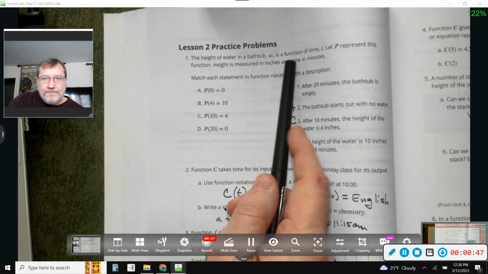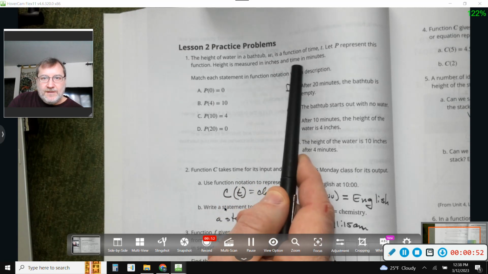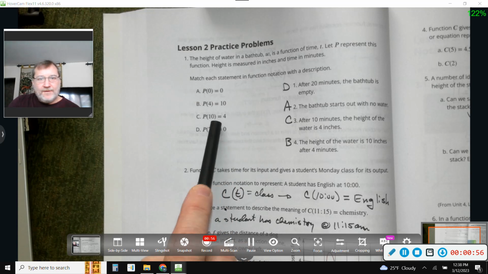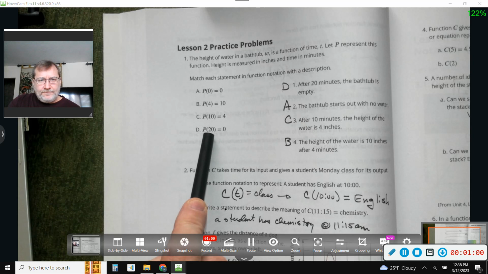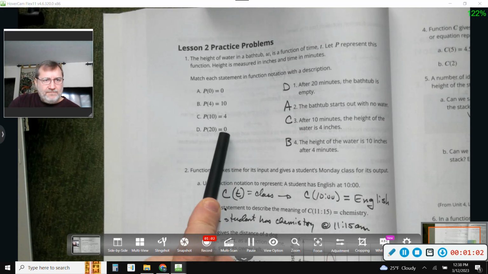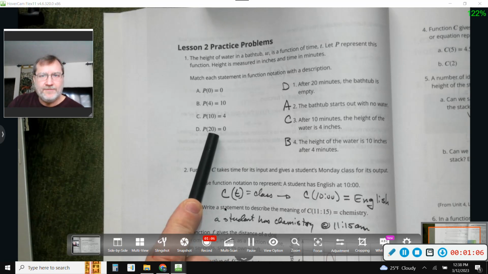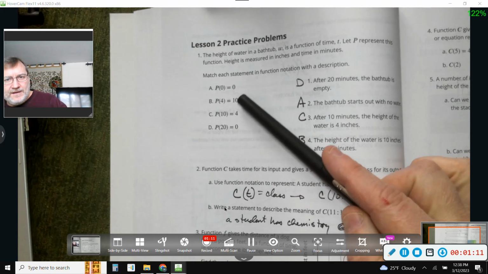All right. Let's see. The height's in inches, time's in minutes. So after 4 minutes, it's 10 inches deep. After 10 minutes, it's 4 inches deep. And at 20 minutes, it's empty. I'm not sure what's going on here, so let's see what it says. So let's see. Starts empty. At time 0, it starts empty.